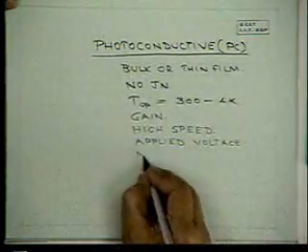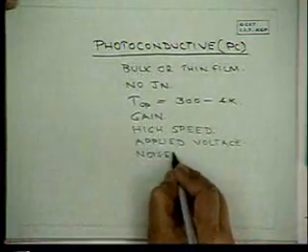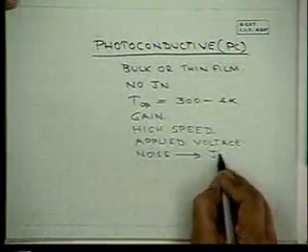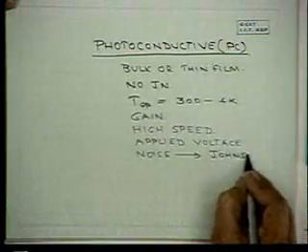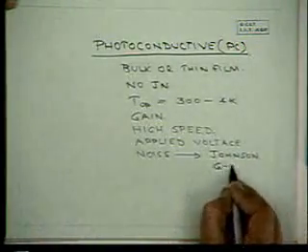And noise is generally of two types, as we'll see. So after all, it's a conductor, so there's Johnson noise and there is generation recombination noise.